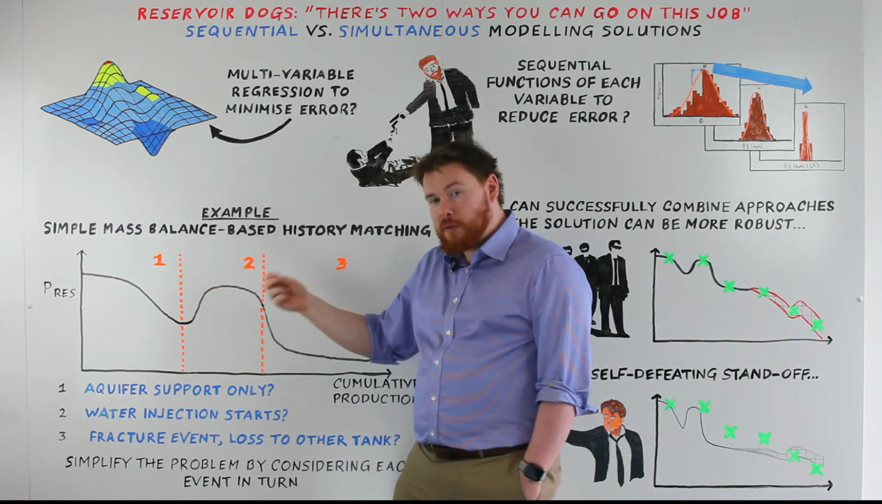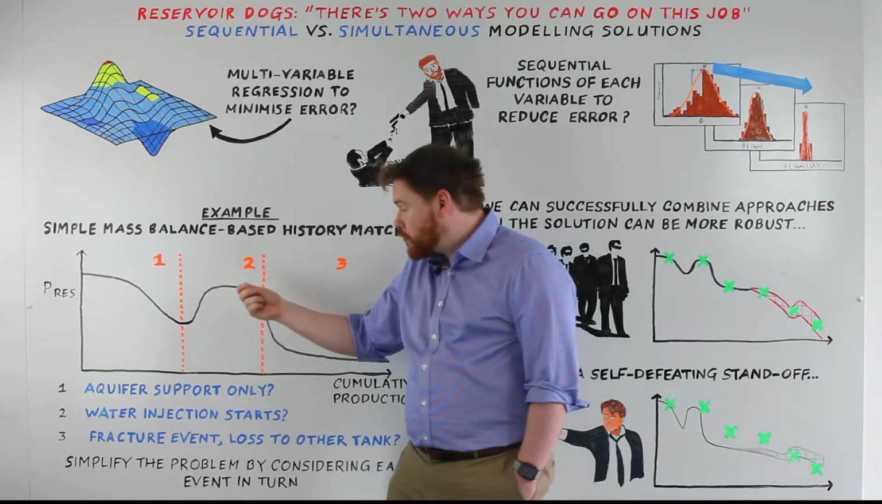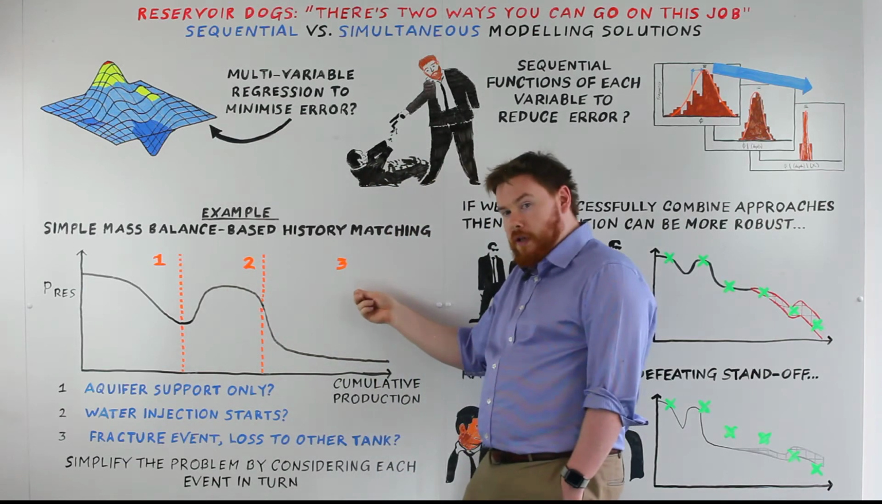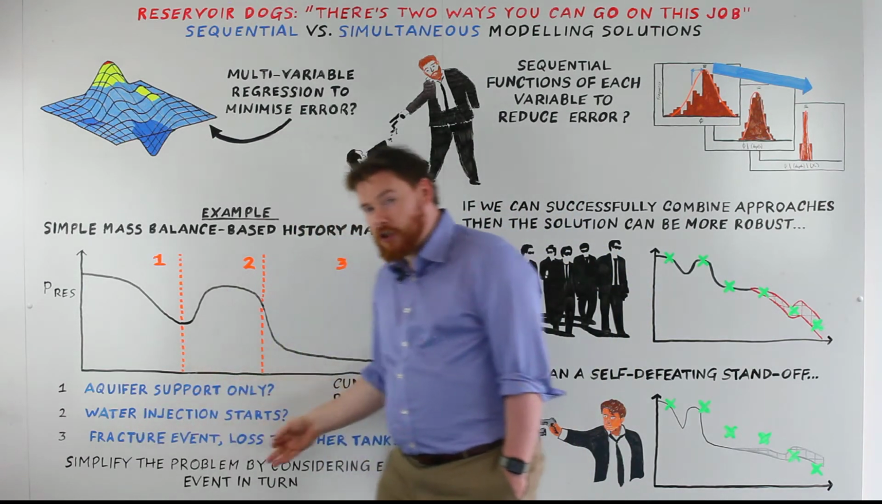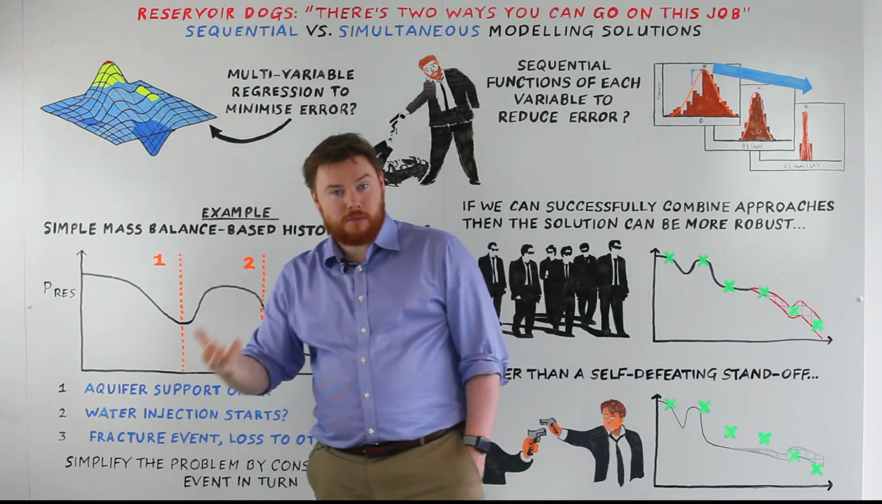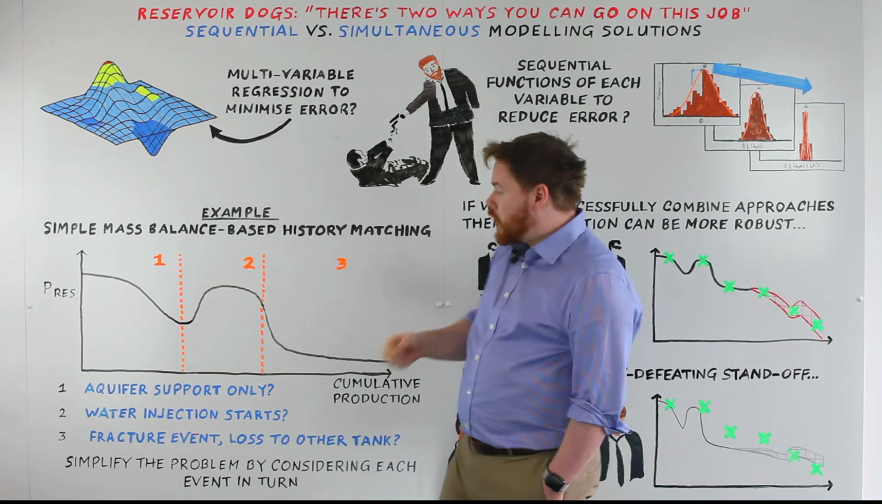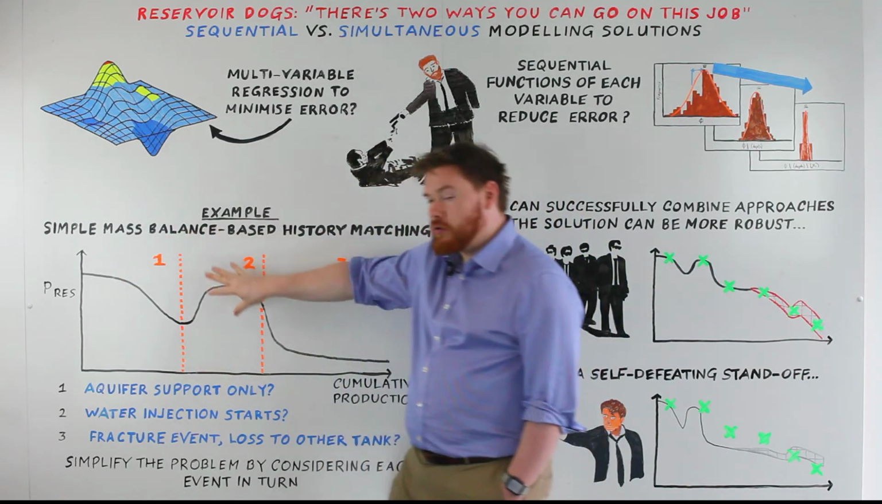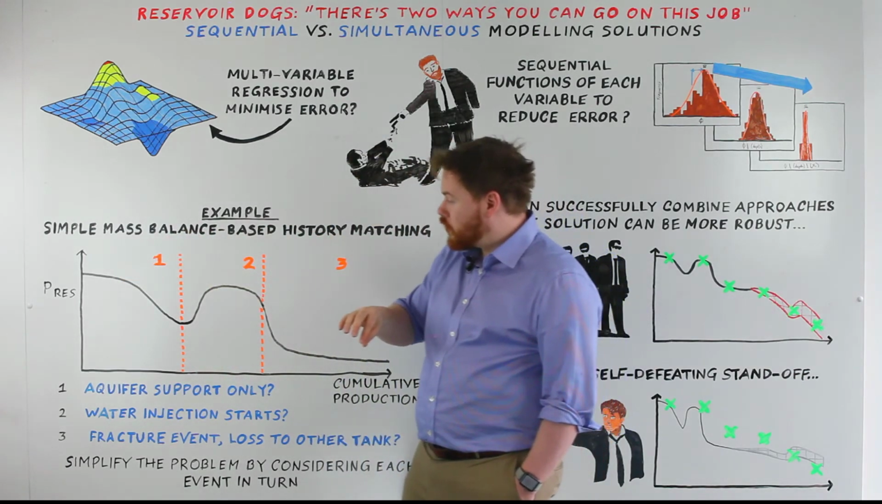Once we've done that and maybe tuned the transient aquifer response, we can then look at this third period. And it was thought that there was some sort of fracture event and they were then losing fluid to another tank and thus pressure in the field. So what we can do is we can take each solution and move it forward to inform the next one.